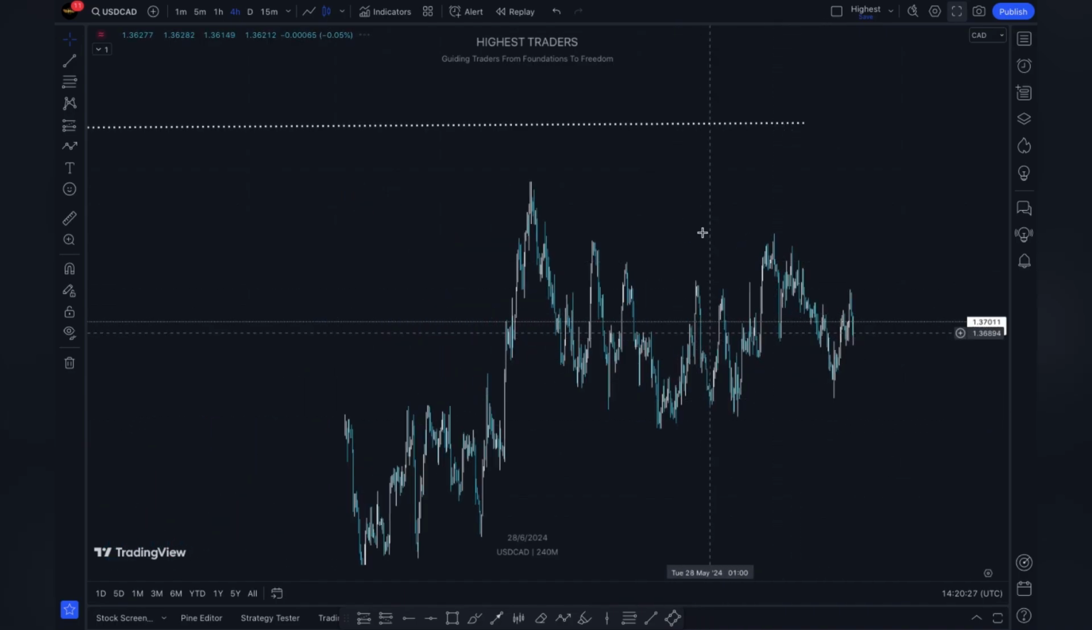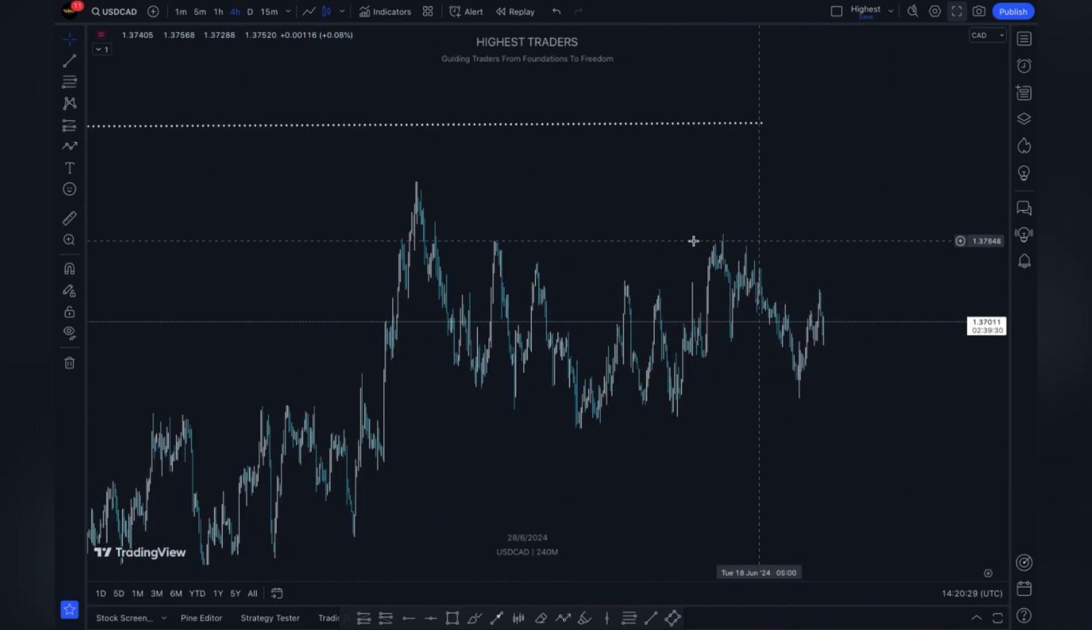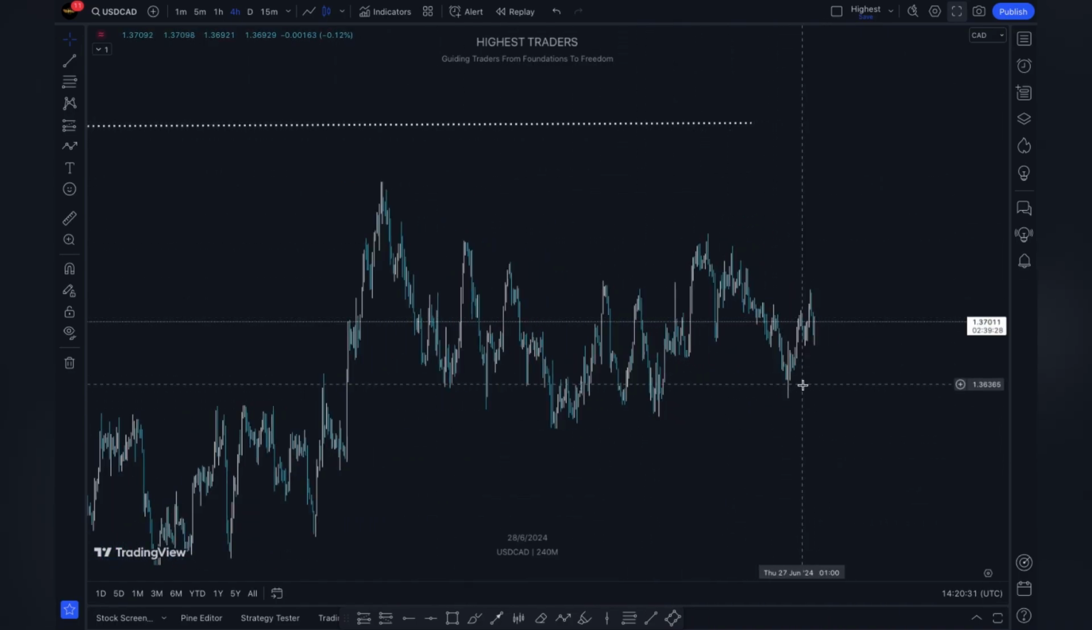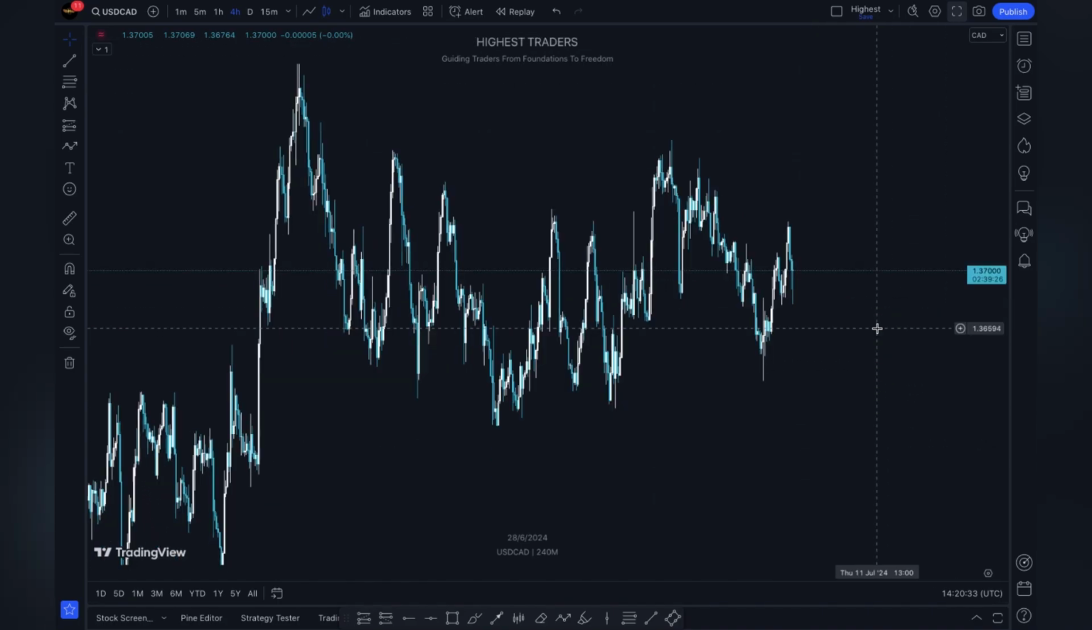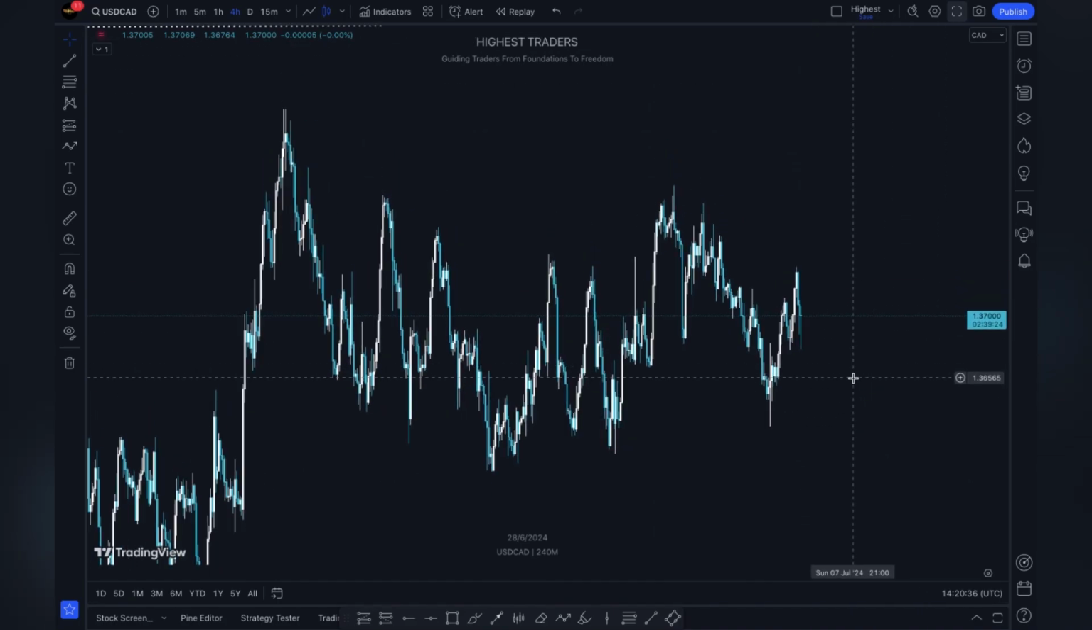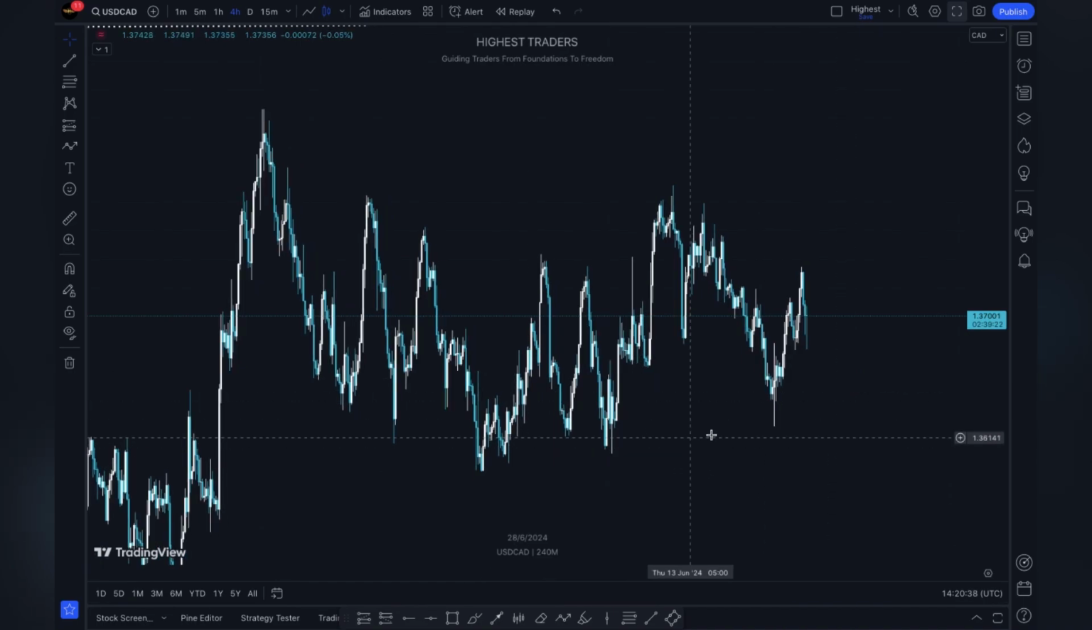So the current side, we know we are targeting this level, right? So the current side we have to focus on is here. The last two significant swing highs and the last two significant swing lows are our focal point all of the time. So when we come here, we have to look at the last two significant swing lows.